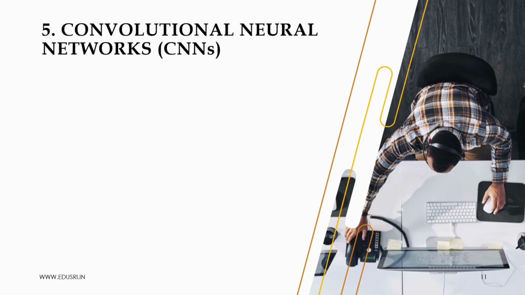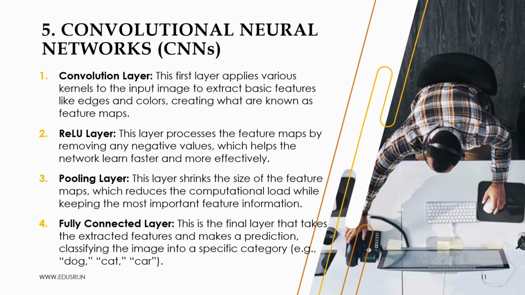Now, let's understand the different layers of a convolutional neural network, or CNN. A typical CNN uses several specialized layers to process an image and make a prediction. First is the convolution layer. This is the first major layer of the network. It applies different kernels or filters to the input image to extract basic features such as edges, shapes, and colors. The extracted information is represented as feature maps. These feature maps help the network understand the important patterns present in the image.